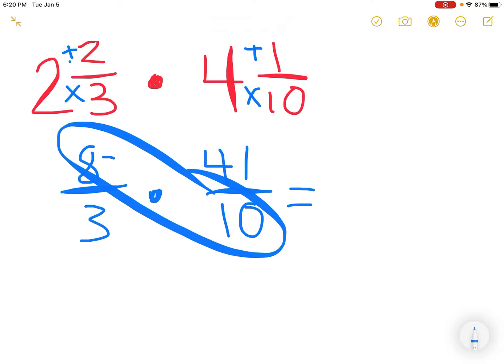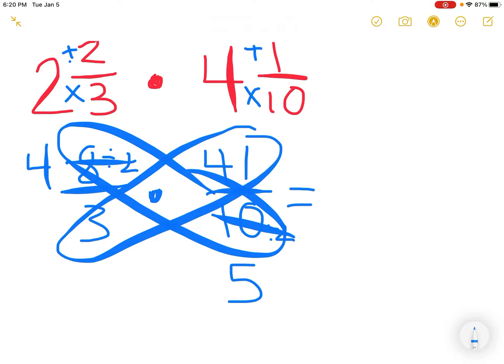8 and 10 can both be divided by 2, so I'm going to simplify by dividing them both by 2. I end up with a 4 and a 5. 3 and 41 I cannot simplify because 41 is not divisible by 3, so I cannot do any cross simplifying for my other diagonal, but if I could, I would. So those are just going to stay 3 and 41.